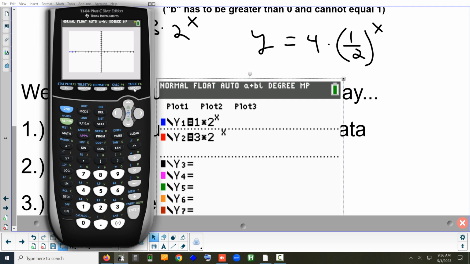Well, if I hit graph, let's see what the difference is. So there's when the a value is 1, and there is where the a value is 3. I told you sometimes you can make your graph curve up sooner. So we're going to learn how to describe the difference between these two. We can't just say, well, the red one curves up sooner. We've got to say something a little bit better.